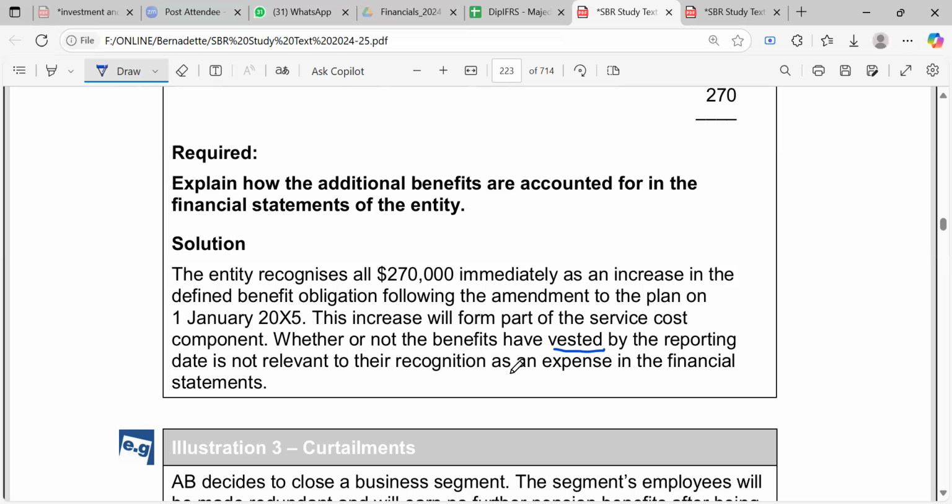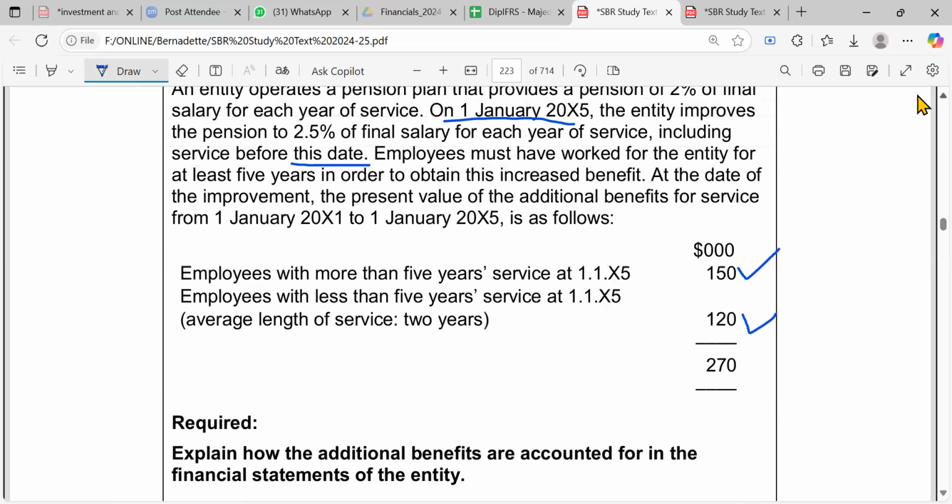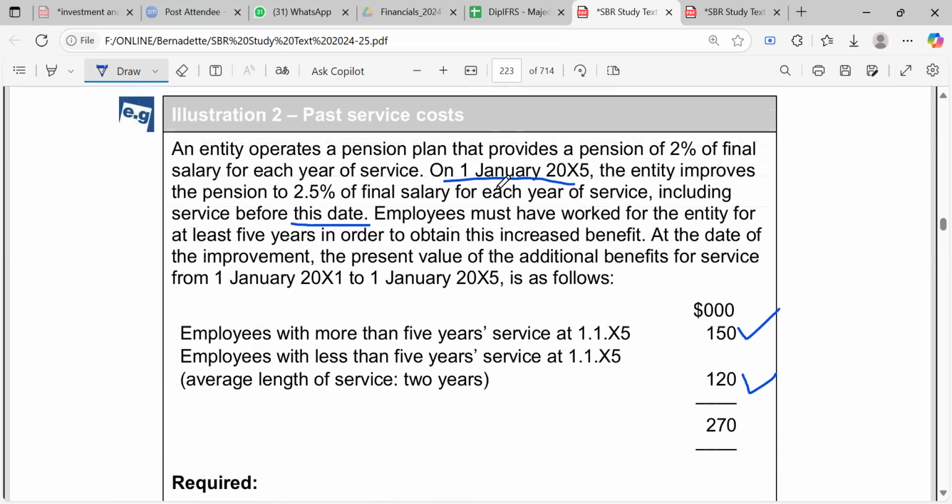You see that? And this was the main aim. Because you can see that some had not vested. We are told here that employees must have worked for the entity for at least 5 years in order to obtain the increased benefit, in order to be paid those benefits. Benefits are paid out of the assets and they settle the liabilities.